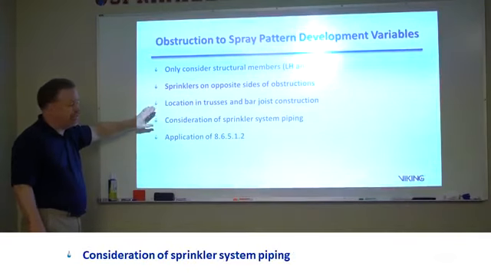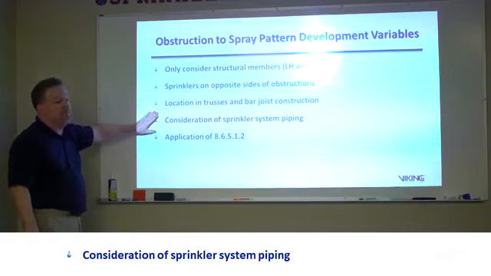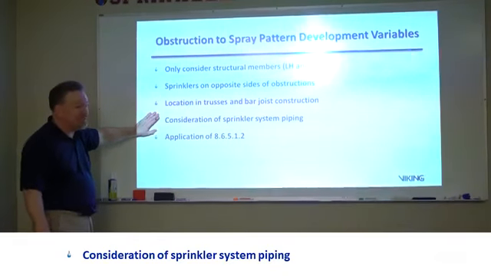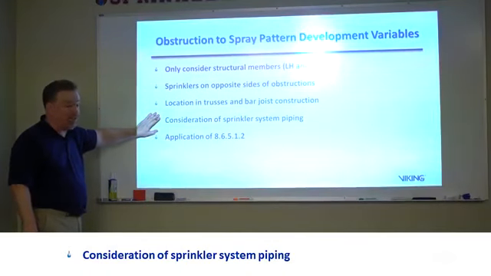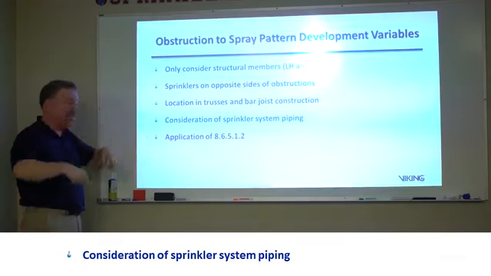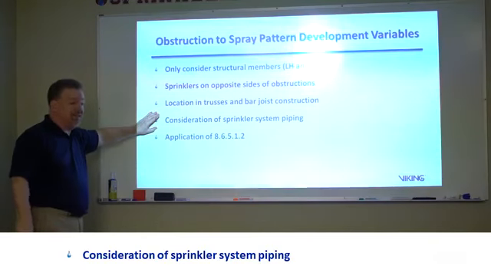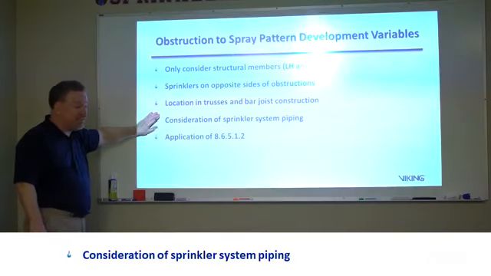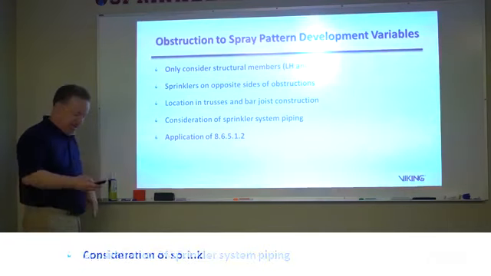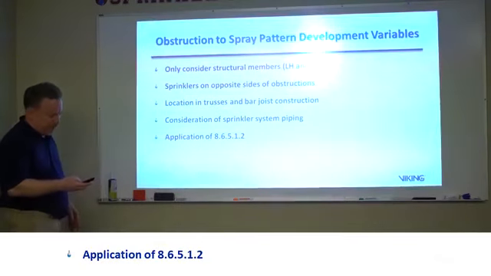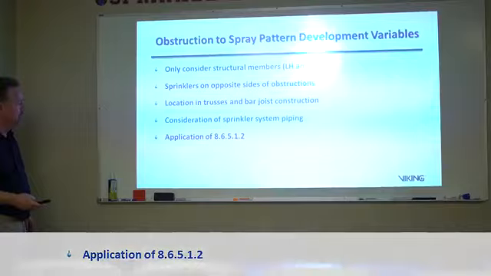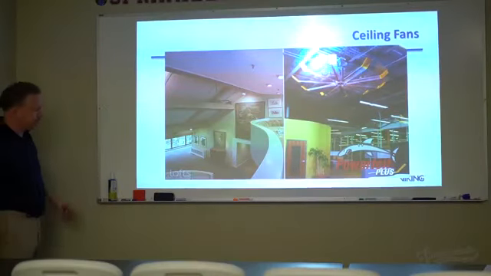Consideration of sprinkler system piping. Is the sprinkler system piping an obstruction in and of itself? If I've got sprinklers on big branch lines, large branch lines, and my sprinklers are sitting on top of them, upright sprinklers on 3-inch lines or something like that, the branch line itself might be considered an obstruction. So we apply 8.6.5.1.2 for all of those units. Those are where the obstruction rules come in.